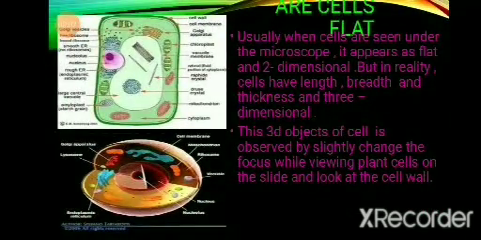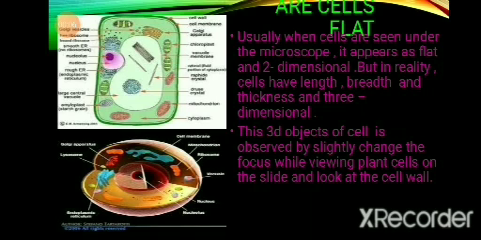Are cells flat? Usually, when cells are seen under the microscope, they appear flat and two-dimensional. But in reality, cells have length, breadth, and thickness, and are three-dimensional. This 3D nature of the cell is observed by slightly changing the focus while viewing plant cells on the slide and looking at the cell wall.